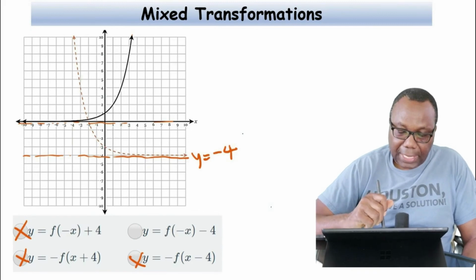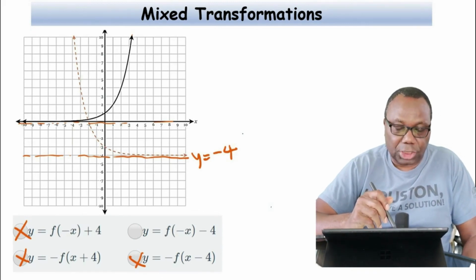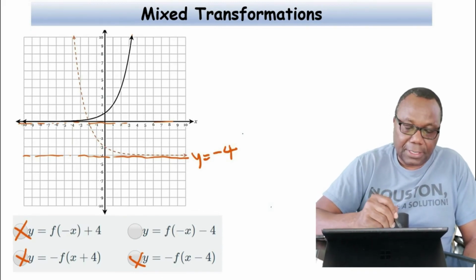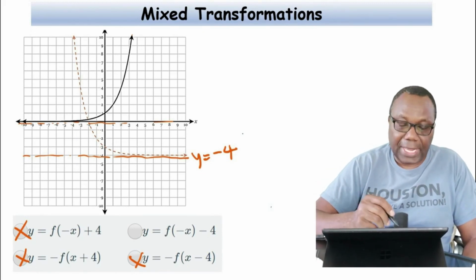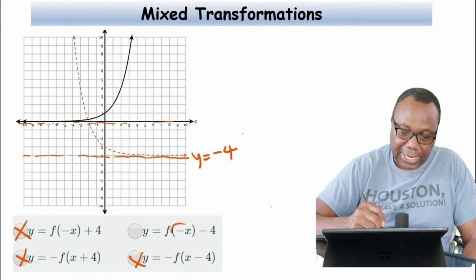If you look, it's saying there's a reflection as well. It was a reflection across the y-axis, so the x coordinates are getting changed to negative. That's why this is the correct one.